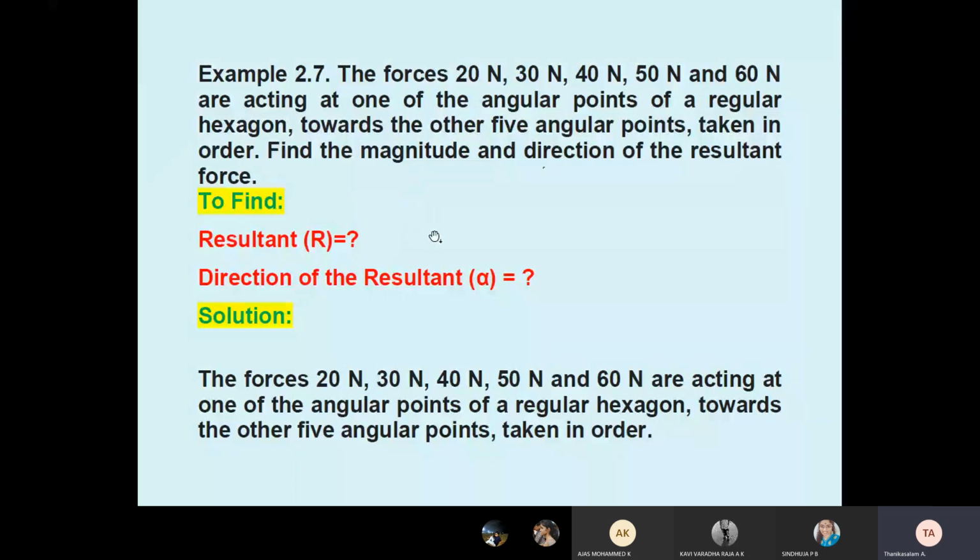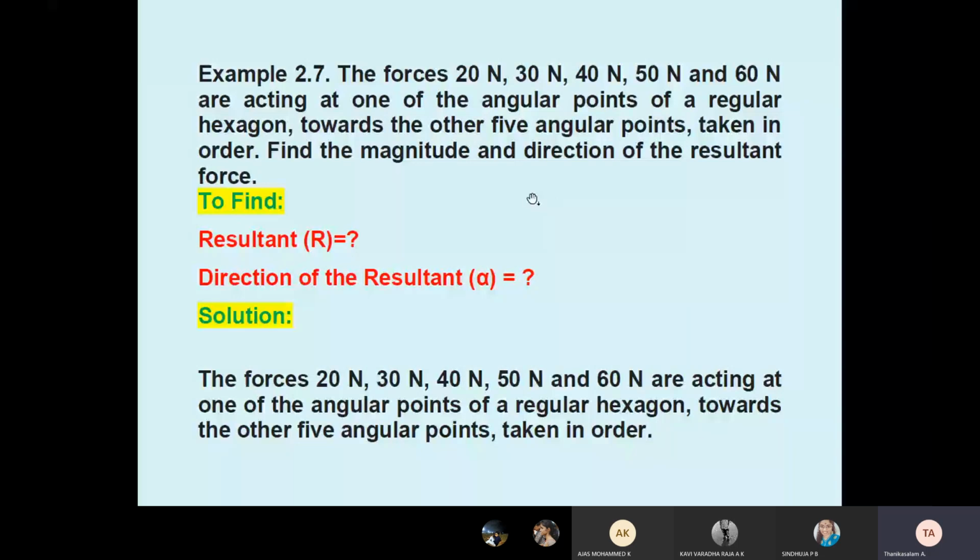So they mention a hexagon. I always write to find from the given data only, only the statement. Now only the hexagon is given. They are acting at one of the angular points of a regular hexagon towards the other angular points. So all the forces start from one point towards the other 5 points. That is the statement given. So you have to understand the question first, you have to first imagine the question.